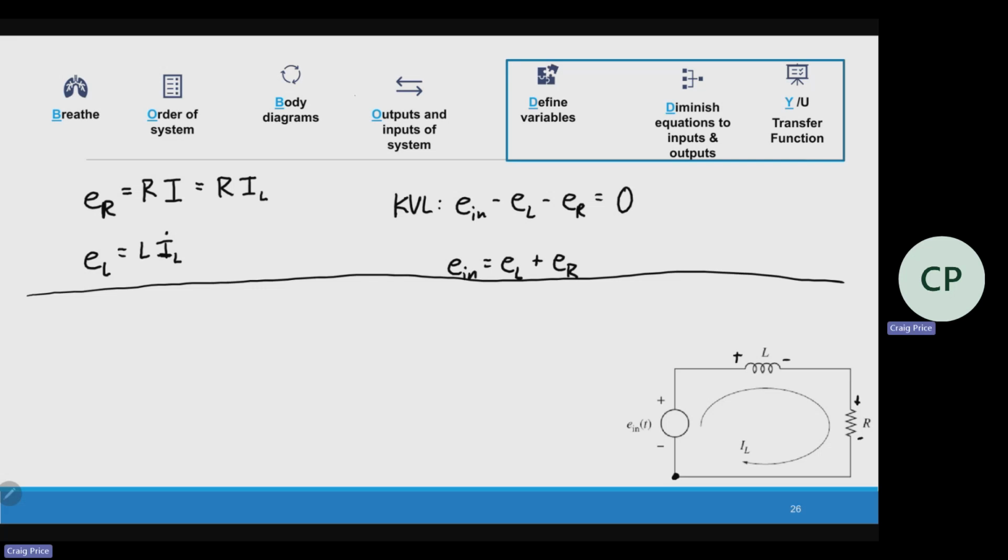So this is defining the variables. Now I'm going to use that KVL, and we're going to plug in our definitions. So this equals L IL dot. This equals R IL. And that's my equation, because we already said it's one first order equation. Input is En, output is IL. And so we've got one first order equation just like that.